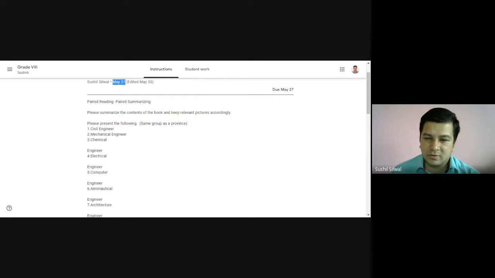Okay, so you have to keep relevant pictures and summarize the content. Can you see on page number 10, civil engineer, how many lines are there? 1, 2, 3, 4, 4 lines. So then maybe you have to try to summarize that in 2 lines.